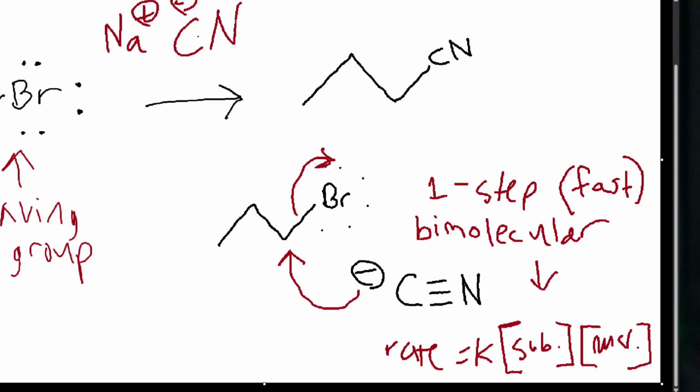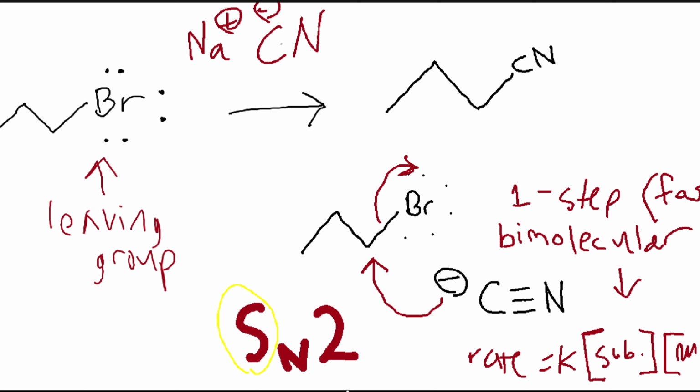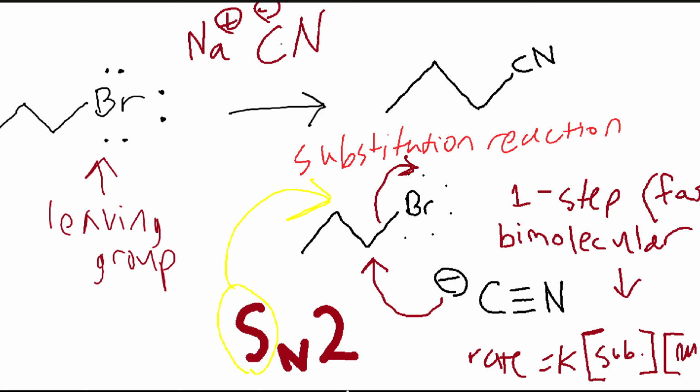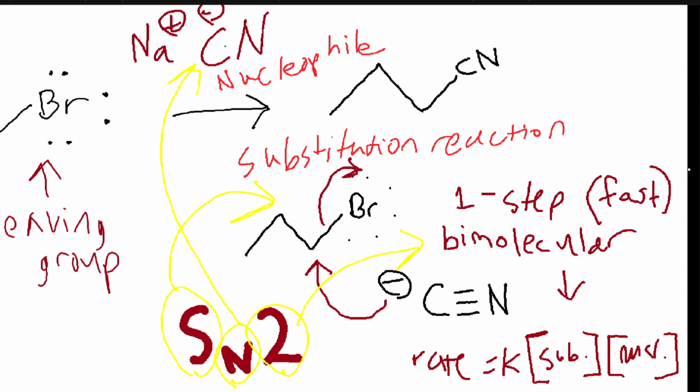What do we call this reaction? Well, we can call it SN2. But why SN2? Well, the S just stands for substitution. That's the sort of reaction that's happening here. We're substituting the bromine for the cyanide. The N stands for nucleophile because cyanide is the nucleophile that is doing the substituting. And the 2 just stands for bimolecular. So bimolecular means that the rate of the reaction depends on the concentration of 2 species. In this case, the concentration of the substrate and the concentration of the nucleophile.